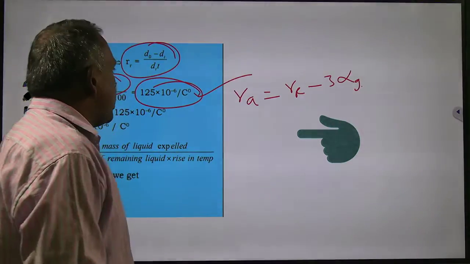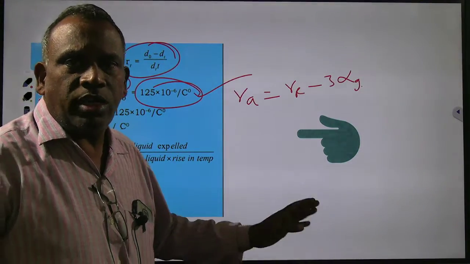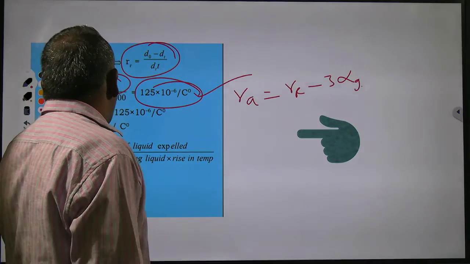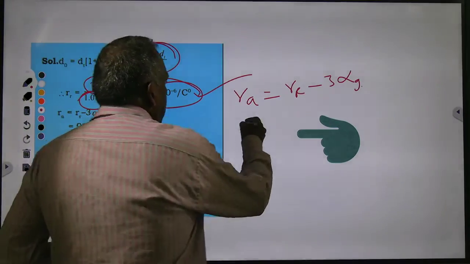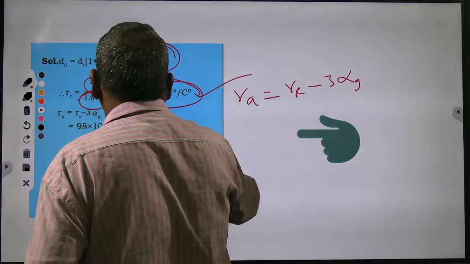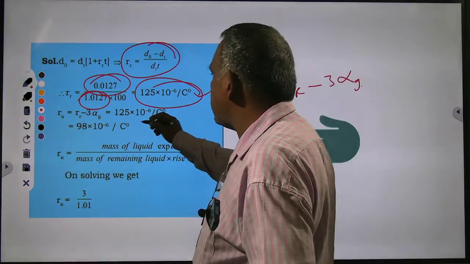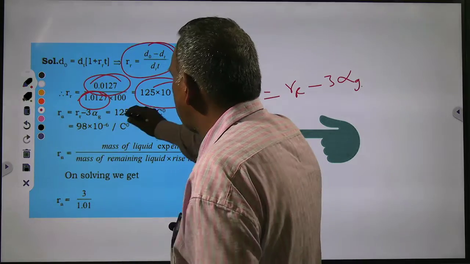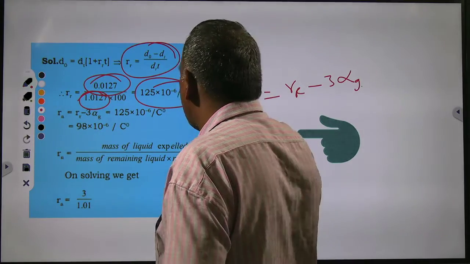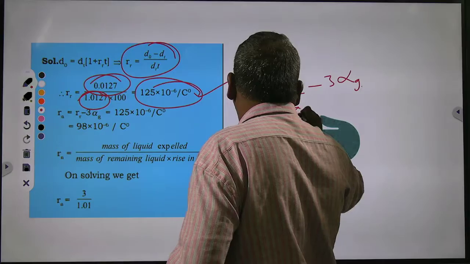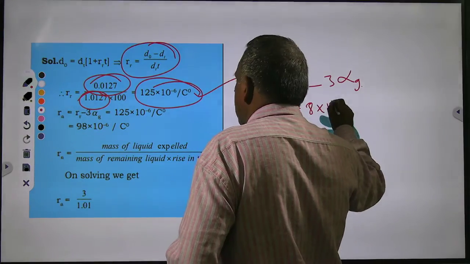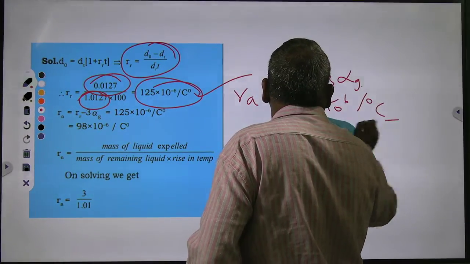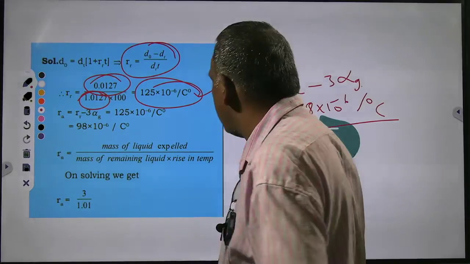Alpha G is the container's linear expansion. Now substitute the values here. The apparent expansion is equal to 125 minus, using the value given, 27, so you are going to get 98 into 10 power minus 6 per degree centigrade. This is the apparent expansion after substituting the values.